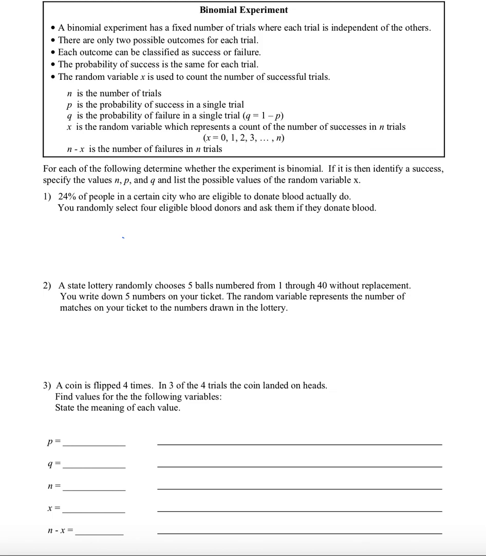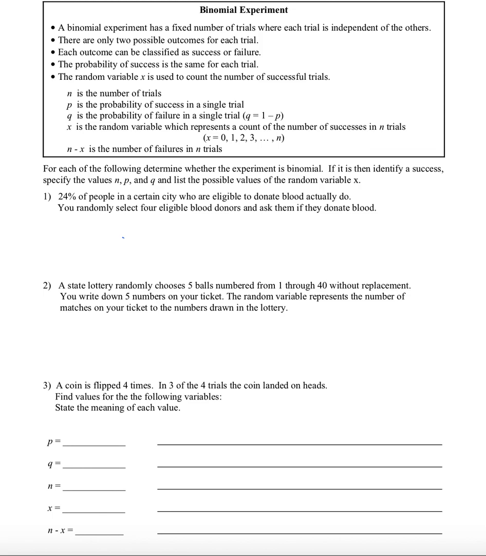So for this example down here, number 1, let's decide whether it's a binomial experiment. 24% of people in a certain city who are eligible to donate blood actually do. You randomly select 4 eligible blood donors and ask them if they donate blood. Now, it didn't explicitly say that we were doing it with or without replacement. I think the way it's written implies without replacement, so you're selecting 4 different blood donors.